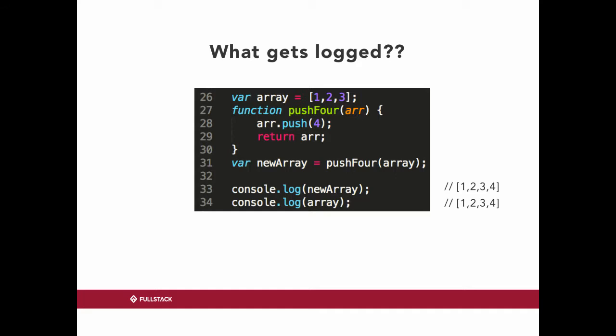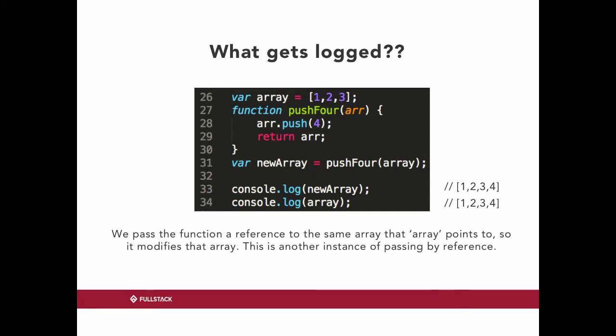So it actually logs out 1, 2, 3, 4, because even though we're using this function to take it a layer up, we're still setting it equal to array. So we're still having that dual pointer to the same place in memory. So if the function modifies the array, it's going to modify it for both, because it's the same instance for both variables.